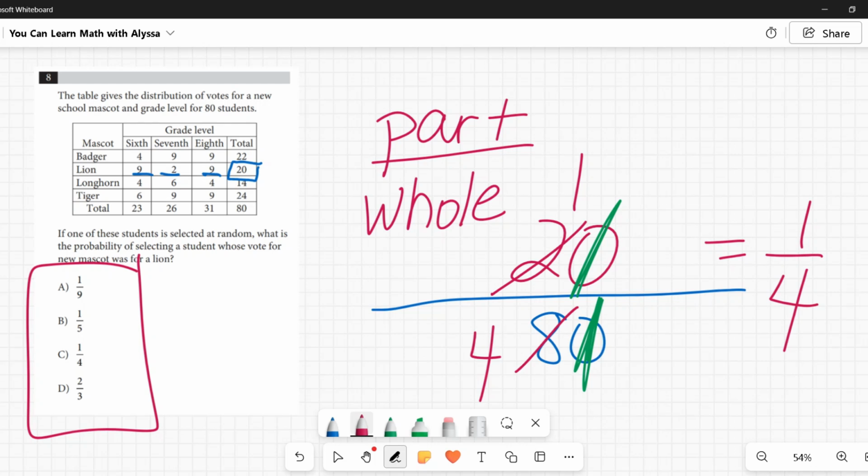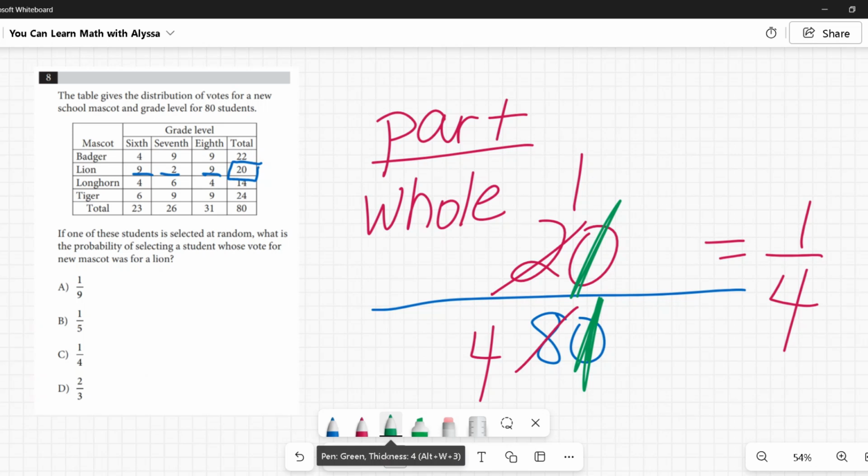There are so many ways to simplify this. You could divide them both by 4. You could divide them both by 5. You just want to keep dividing until you get the absolute simplest one possible. But in this, our answer here is 1/4, and that is C.